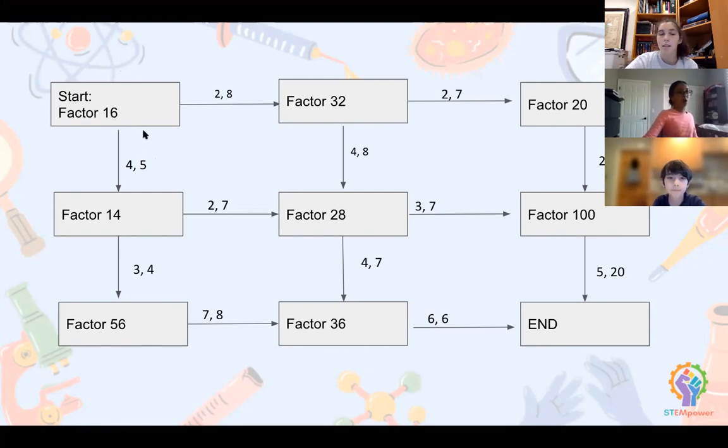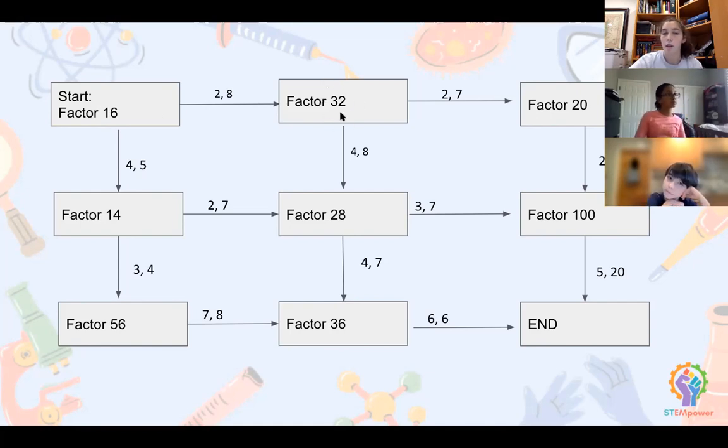Exactly. Is 16 divisible by 5? No. But it is divisible by 4. Yes, but 16 divided by 4 is 4. So these multiples would have to be 4, 4 in order for it to be true. But 2 and 8 is given to you, and that one is already true. So you go from this number over to the 32.